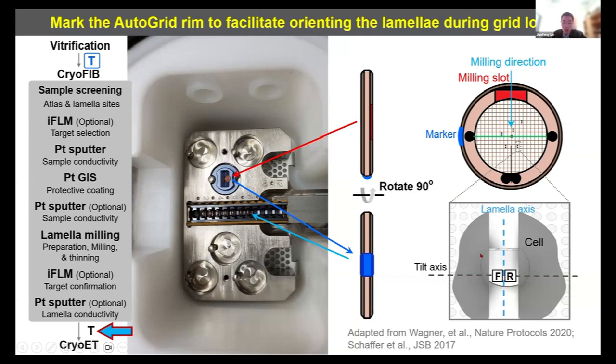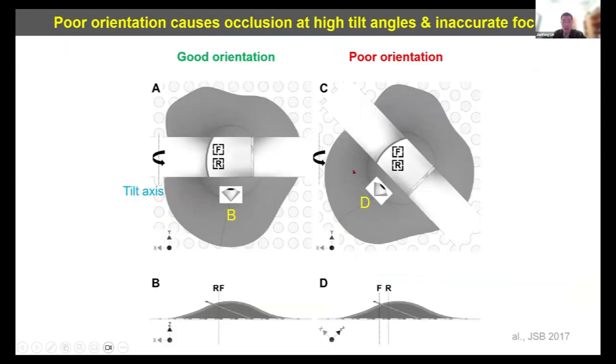But at least here, I just want to highlight that you make a marker on one side, for example, here. Once you transfer this grid onto the box, this side will be on top, and then you can use this marker to rotate by 90 degrees, and then transfer it into the cassette. This will ensure the lamella axis is perpendicular to the tilt axis. So the importance is shown here. If it's perpendicular, this will avoid the blocking of neighboring features, which would block your view of the recorded area.